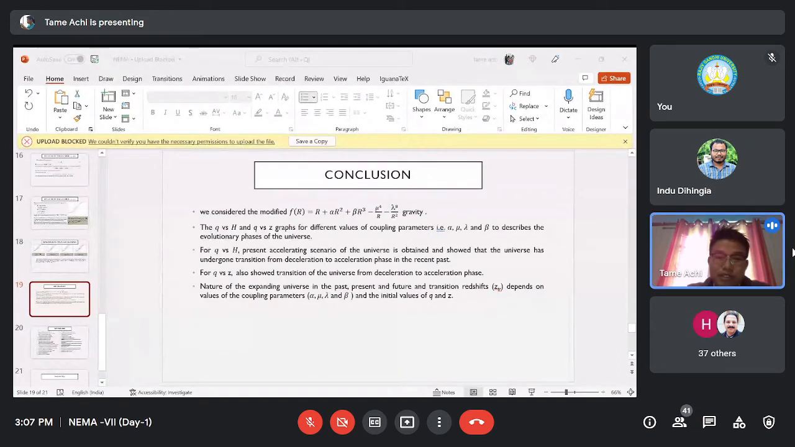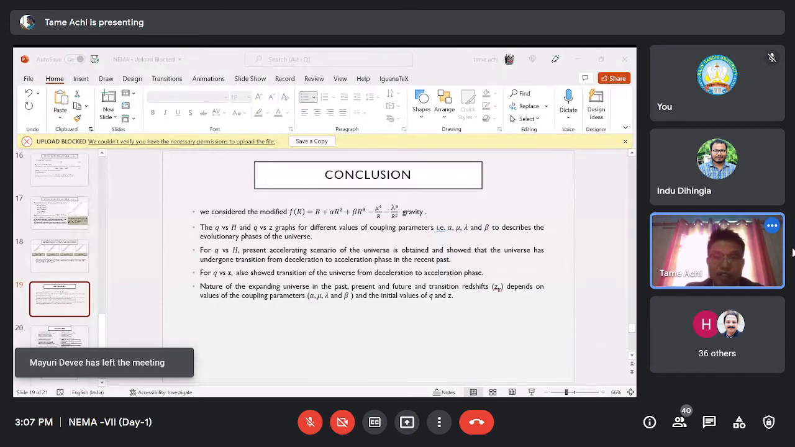Like we have here alpha, beta, mu, we have to consider those values ourselves, and we have to consider them in such a way that they fit with what is being observed in the universe. So in our case, you can see from our graph also.